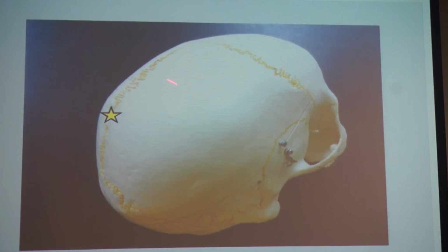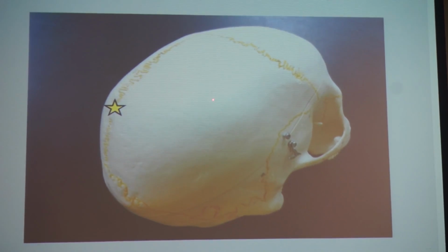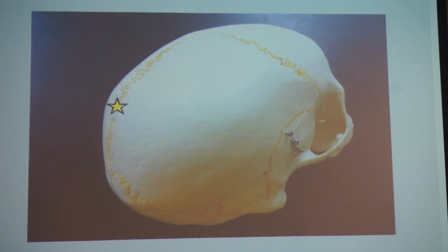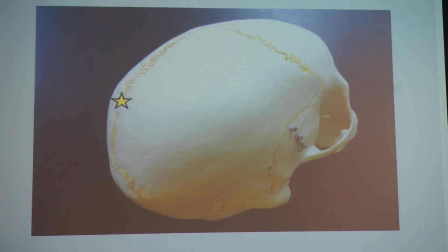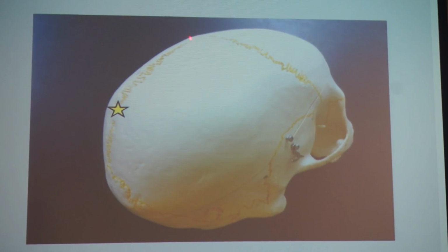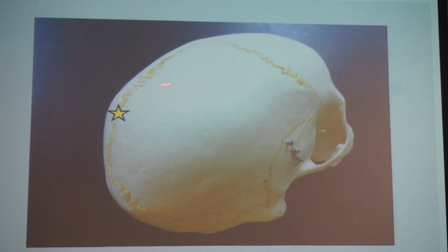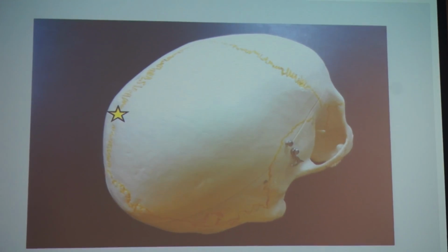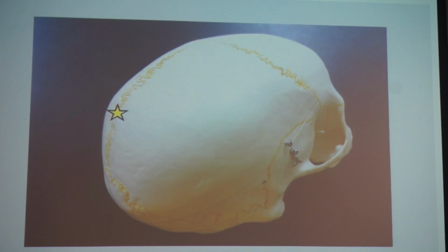You're going to find that it separates the 2 bones on either side, and you already know what lobes of the brain they protect. Parietal. So these are the 2 parietal bones, protecting the parietal lobes of the brain. The sagittal suture connects the 2 parietal bones.